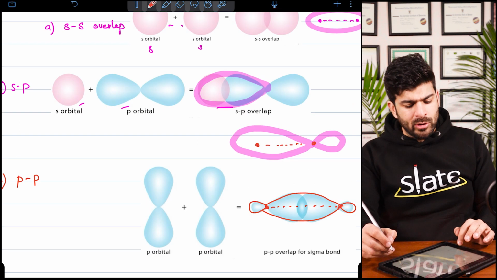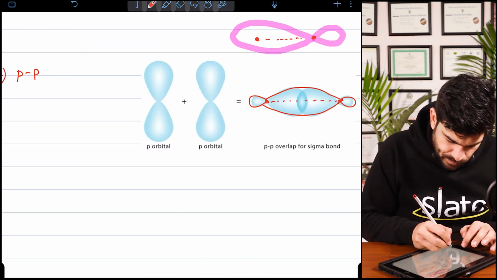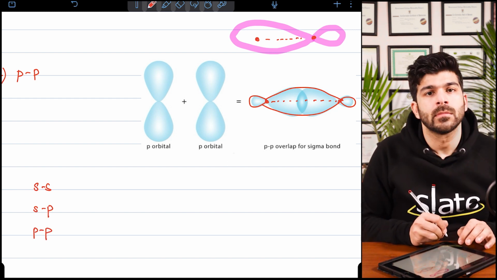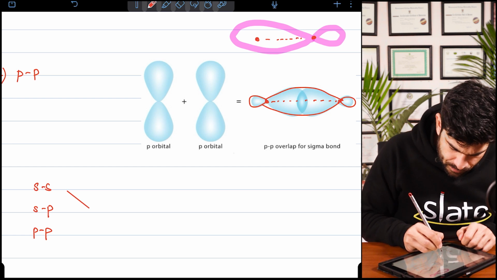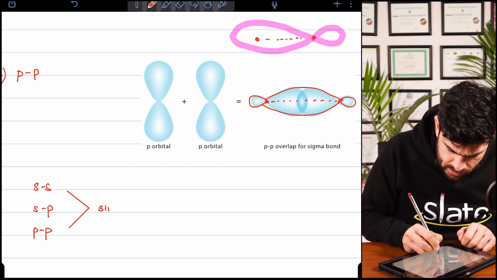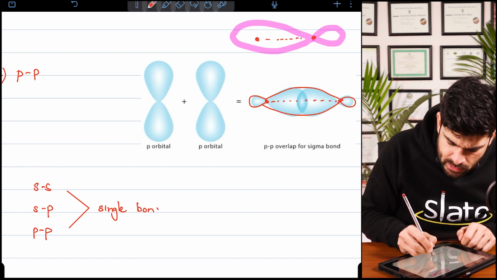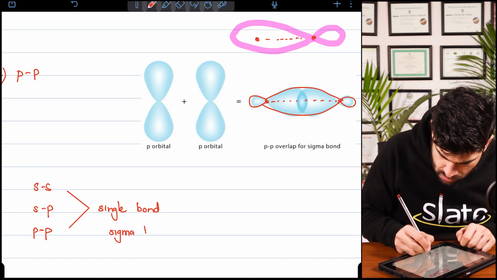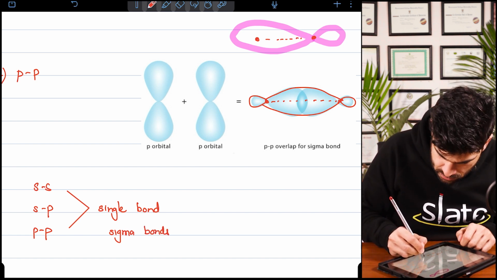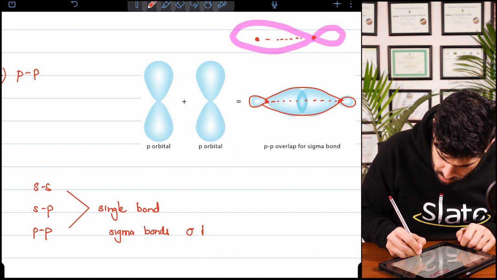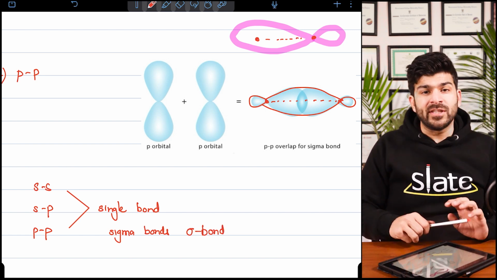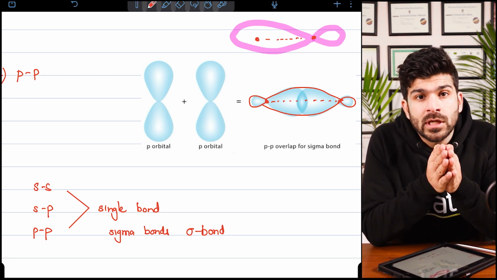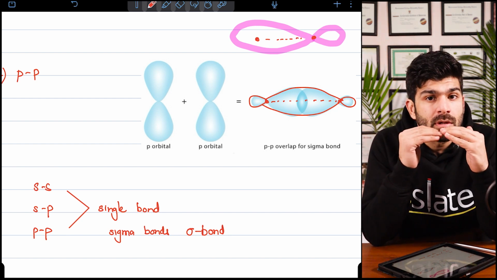So what do we know about these three overlaps, SS, SP, and PP? They make single bonds, and hence sigma bonds. Whenever this is involved, it will be a sigma bond. So all single bonds undergo head-to-head overlap. All single bonds.